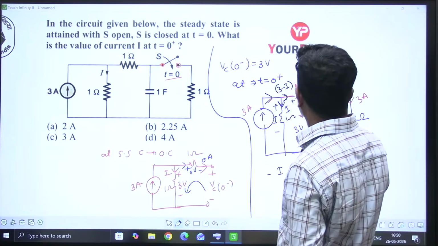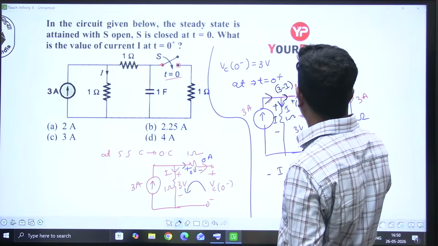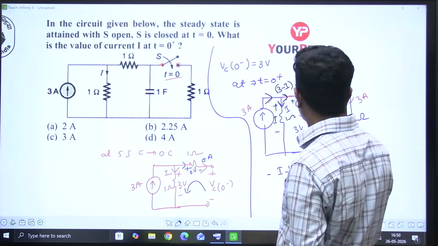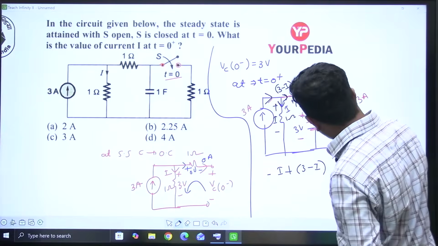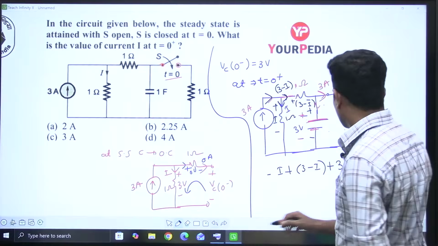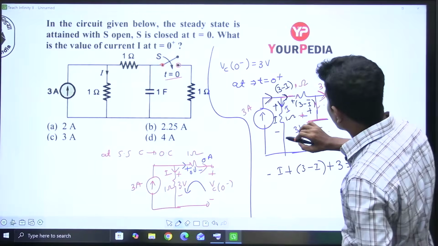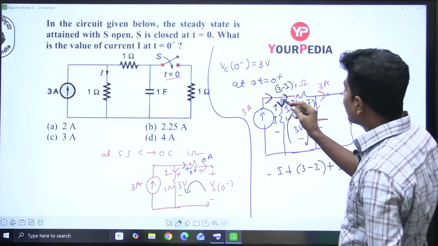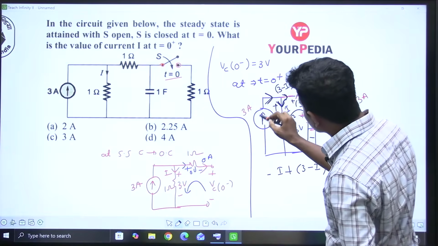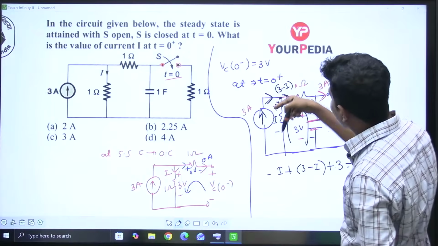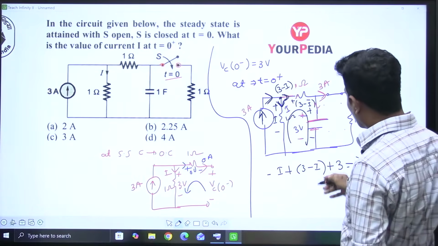So this voltage is plus minus 3 minus I, that is, minus I plus 3 volts. I'm completing the closed path this way. This current is I, given. This current is 3, we know, from the current source. This current is 3 minus I according to KCL: 3 is coming, I is leaving, so the remaining 3 minus I should go, right?